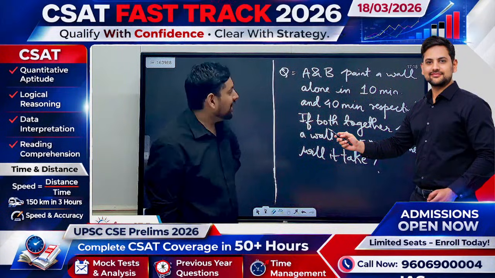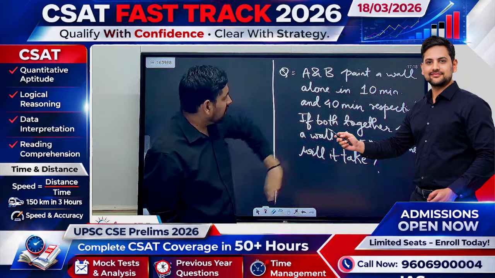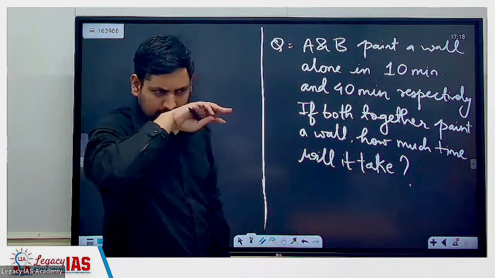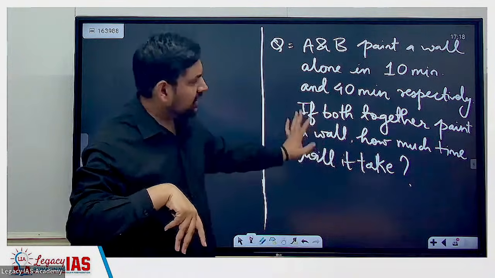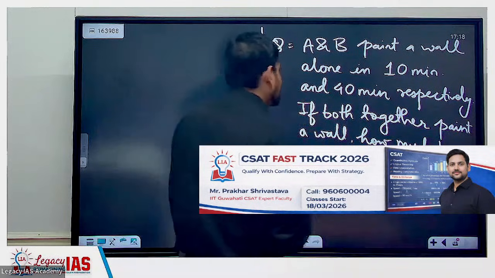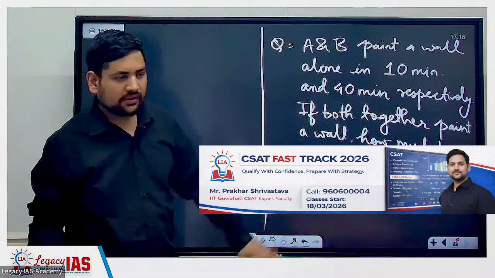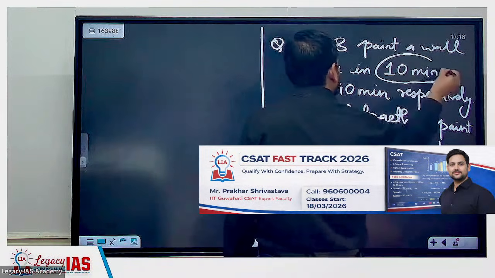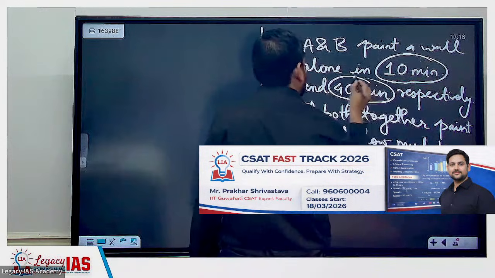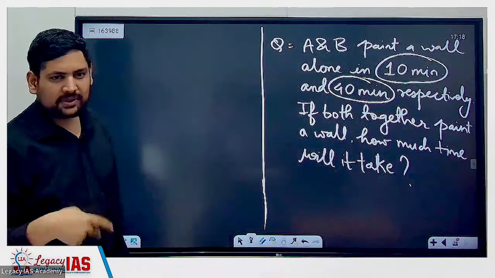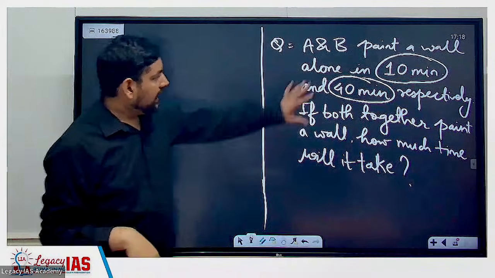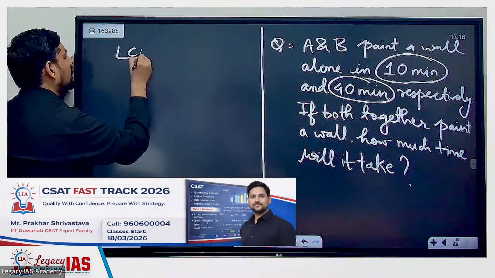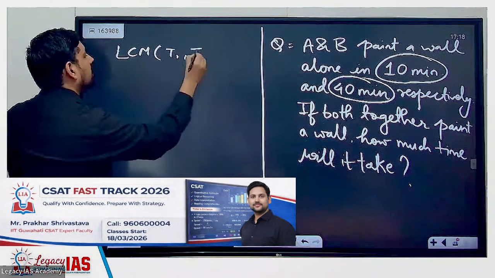Okay. So A and B can paint a wall alone in 10 minutes and 40 minutes respectively. If both together paint a wall, how much time will it take? Now, just understand the process. Okay, you can find this one. This is easy. Understand the process, how we do this. So basically, whatever is the time given for them to complete any work alone, for example, here, 10 minutes and 40 minutes, these you mark. Sometimes it will be in days, sometimes minutes, seconds, whatever. Now, A and B take this much and this much time. Now you take the LCM of the times that they take.